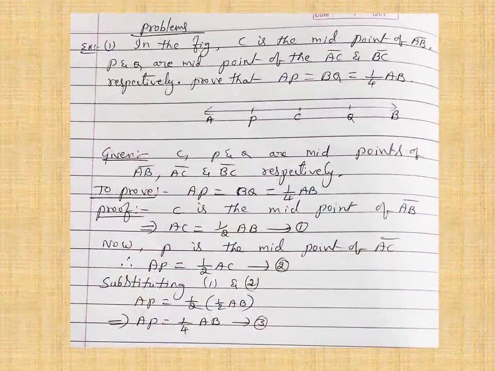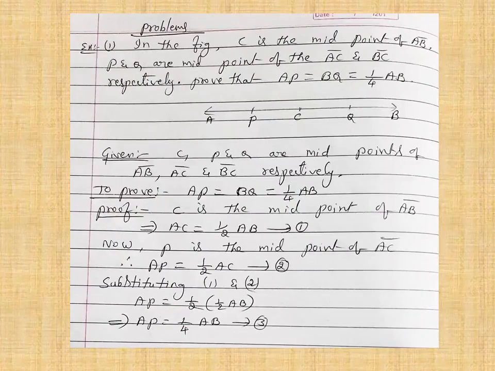Example, in the figure, C is the midpoint of AB. P and Q are midpoints of AC and BC respectively. Prove that AP equals BQ equals 1/4 of AB. Now, first thing is you have to draw the line AB, with P, C and Q as different points. Given C, P and Q are midpoints of AB, AC and BC respectively.